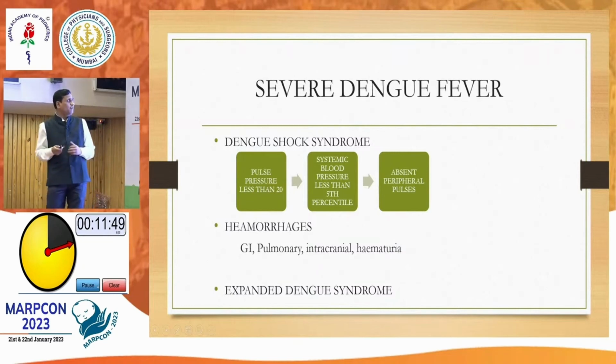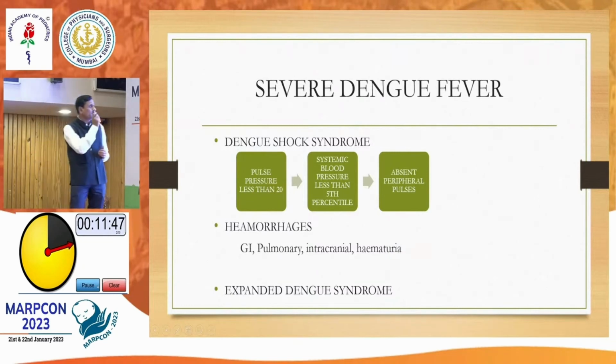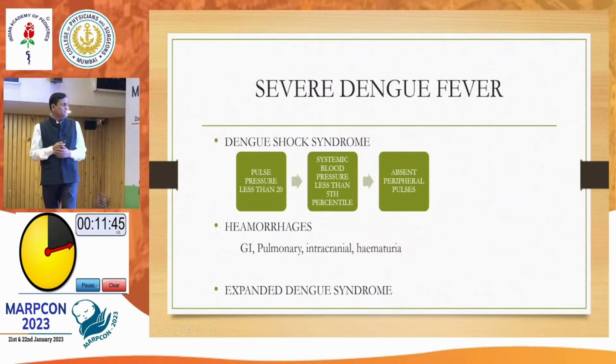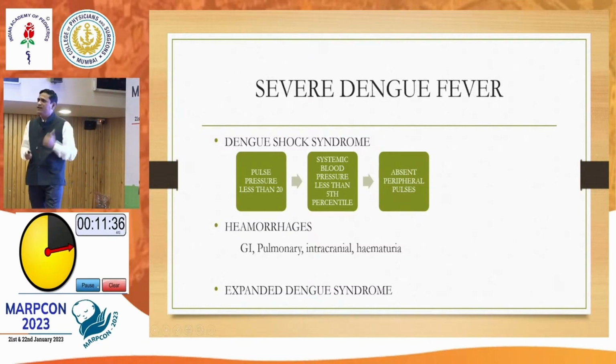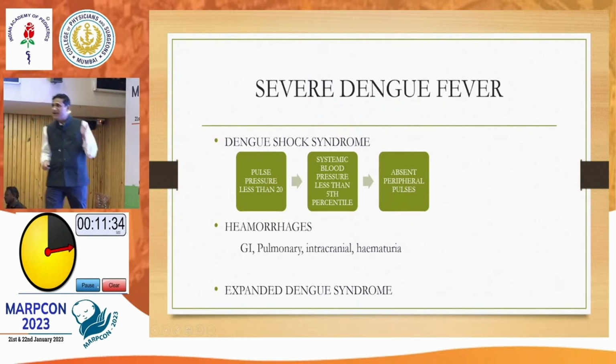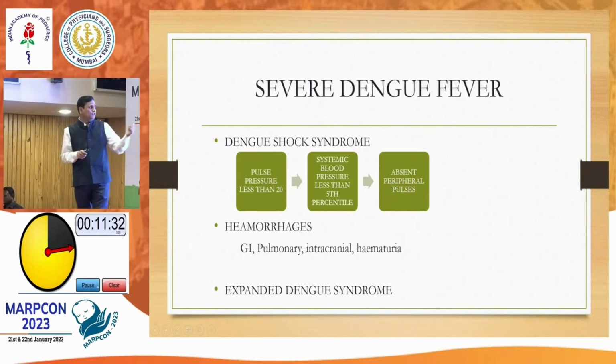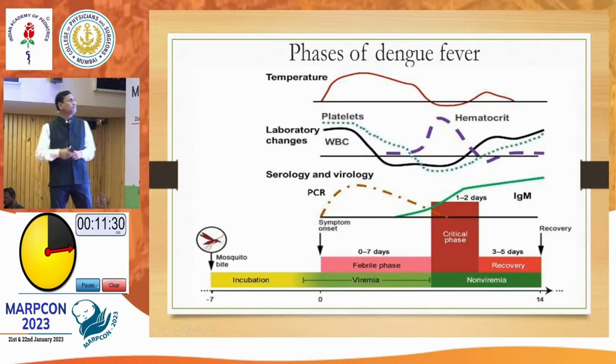Then the severe dengue fever. Severe dengue fever is classified into dengue shock syndrome, hemorrhages, that is gastrointestinal bleeding, pulmonary hemorrhages, intracranial hemorrhages, or severe hematuria. Sometimes there is severe other organ involvement. The World Health Organization classified severe organ involvement as expanded dengue syndrome.